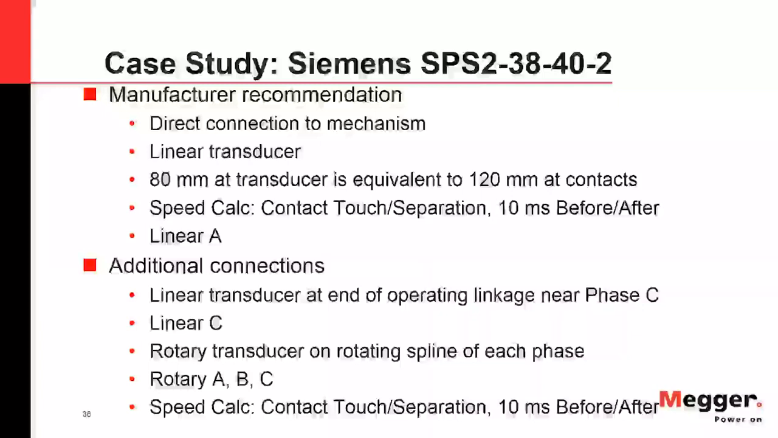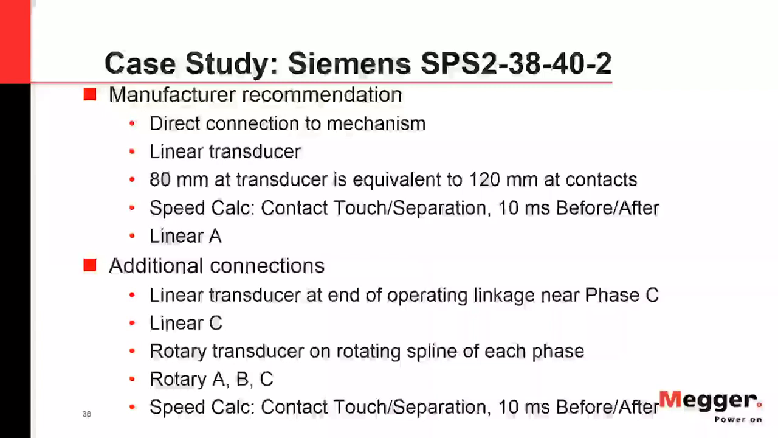And this actually is how the manufacturer recommends that you hook to their more recent design of circuit breakers, is now hooking up to here. And so we can use a different transfer function or conversion table for those. And then additional to these 2 linear transducers, we hooked up 3 rotary transducers as well.